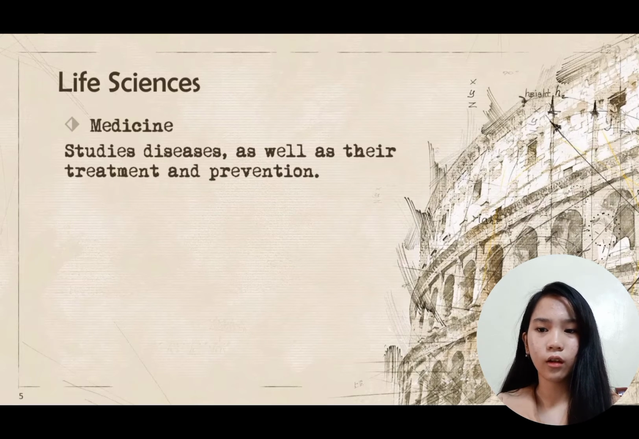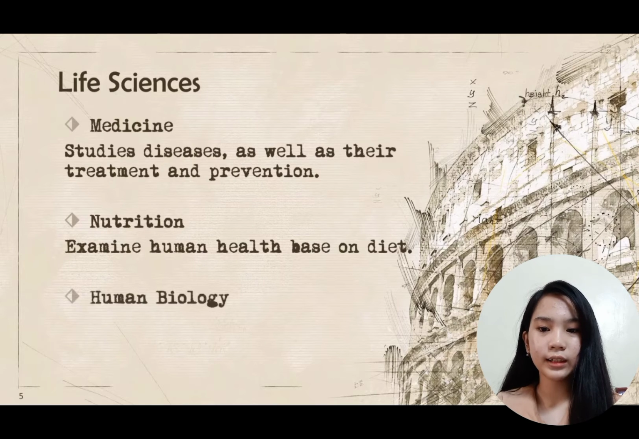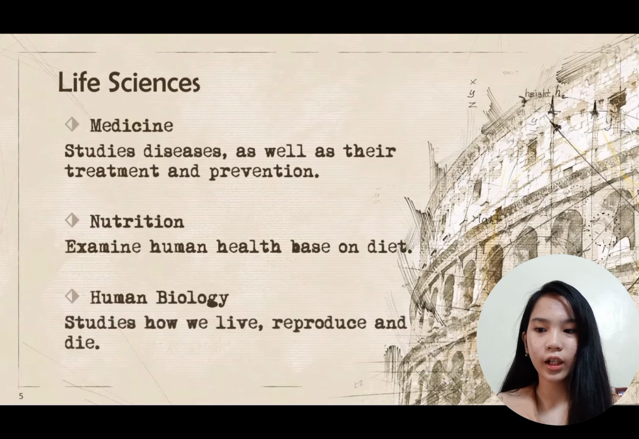Next, we have nutrition. Nutrition examines human health based on diet. It interprets the nutrients and other substances in food in relation to the maintenance, growth, reproduction, health, and disease of an organism. And the last one is human biology. Human biology studies how we live, reproduce, and die. It's an interdisciplinary area of study that examines humans through the influence and interplay of many diverse fields such as psychology, anatomy, and many others.